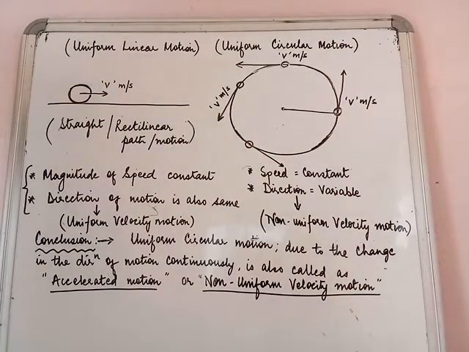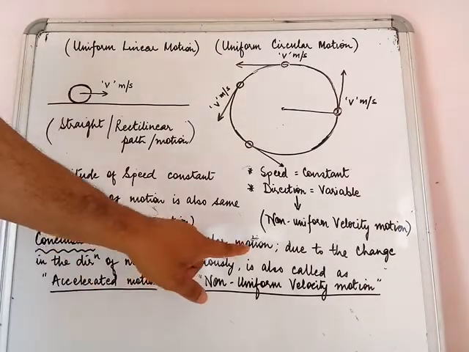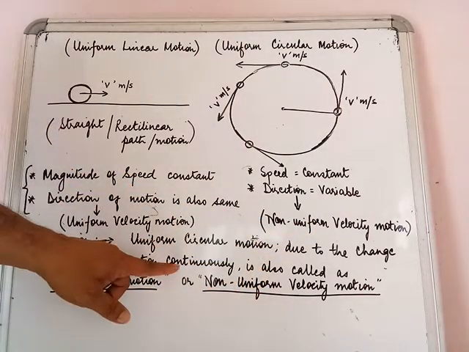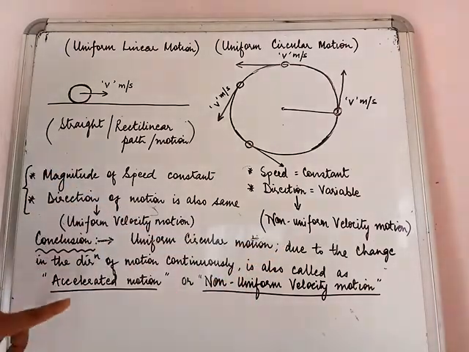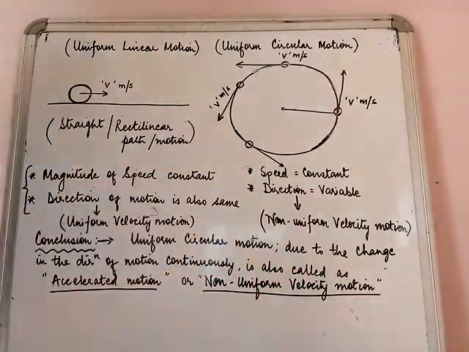Okay, so can we say that uniform circular motion is an accelerated motion? Very much so. That is why I have written in the conclusion also, uniform circular motion, due to the continuous change in the direction of motion, is also called accelerated motion or non-uniform velocity motion.